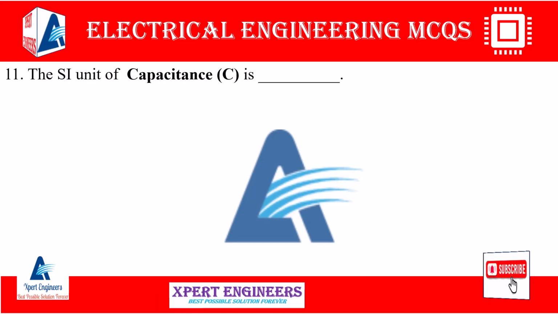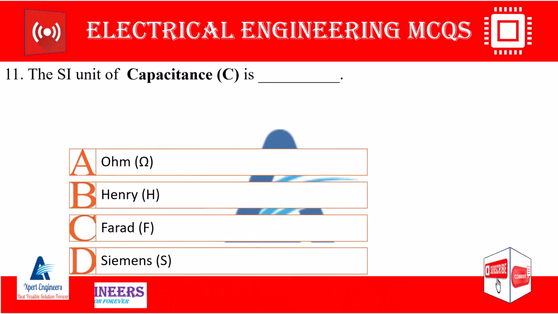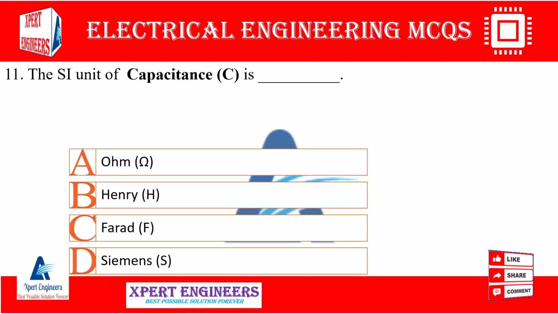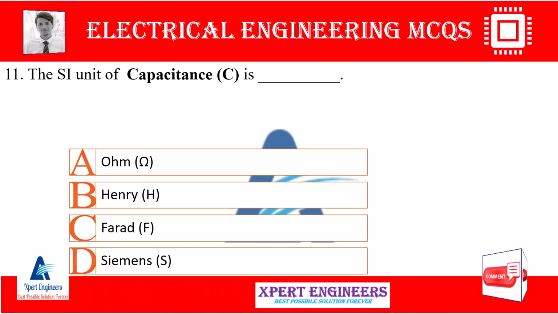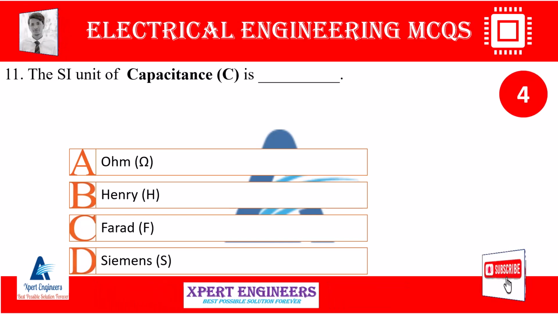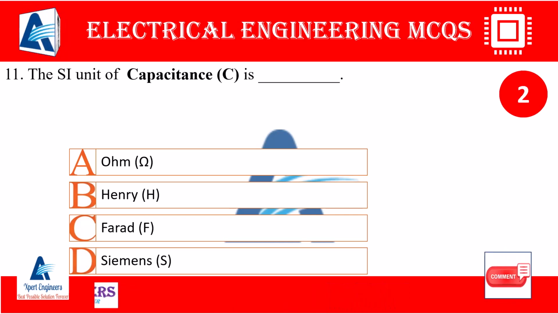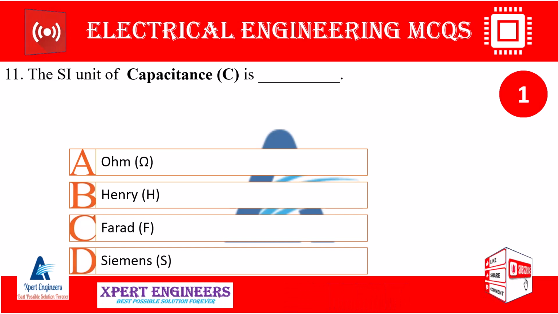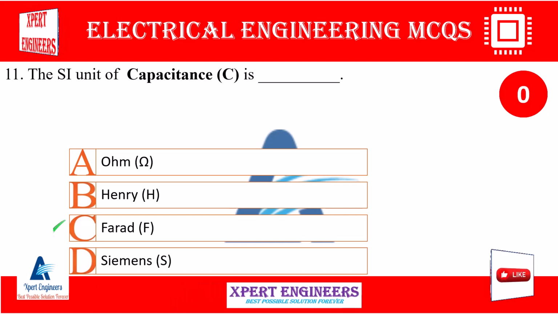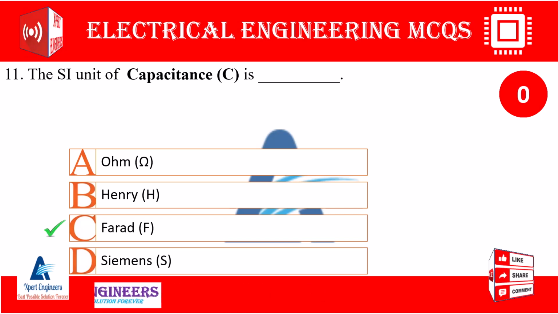Next is the SI unit of capacitance is dash. A. Ohm, B. Henry, C. Farad and D. Siemens. The correct option is C, farad. The SI unit of capacitance is farad.